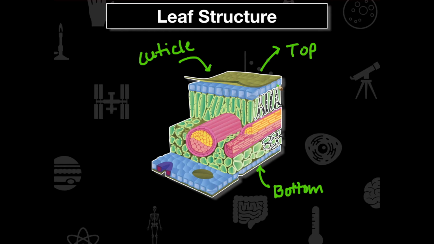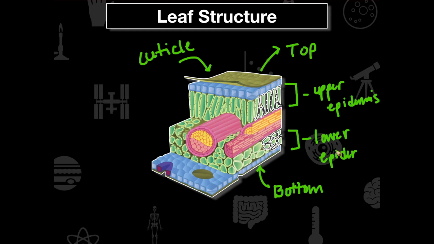Now, if we break it down into tissue layers, we can break it down into the upper epidermis here, and then we also have our lower epidermis here. These are tissue layers. So we call this the upper epidermis of the leaf and then the lower epidermis of the leaf.